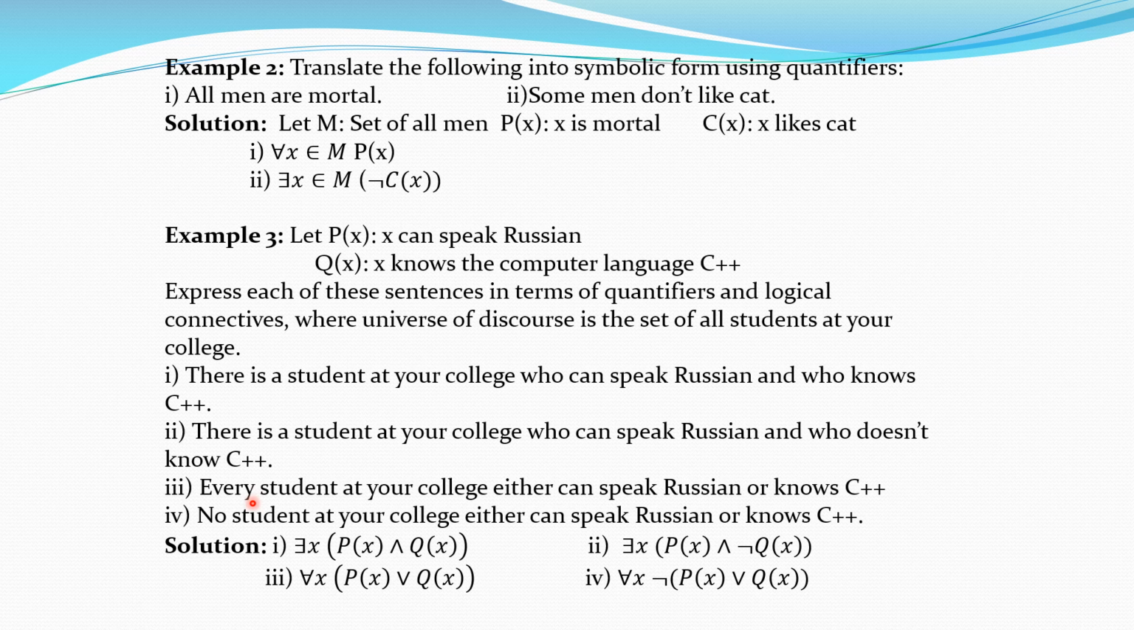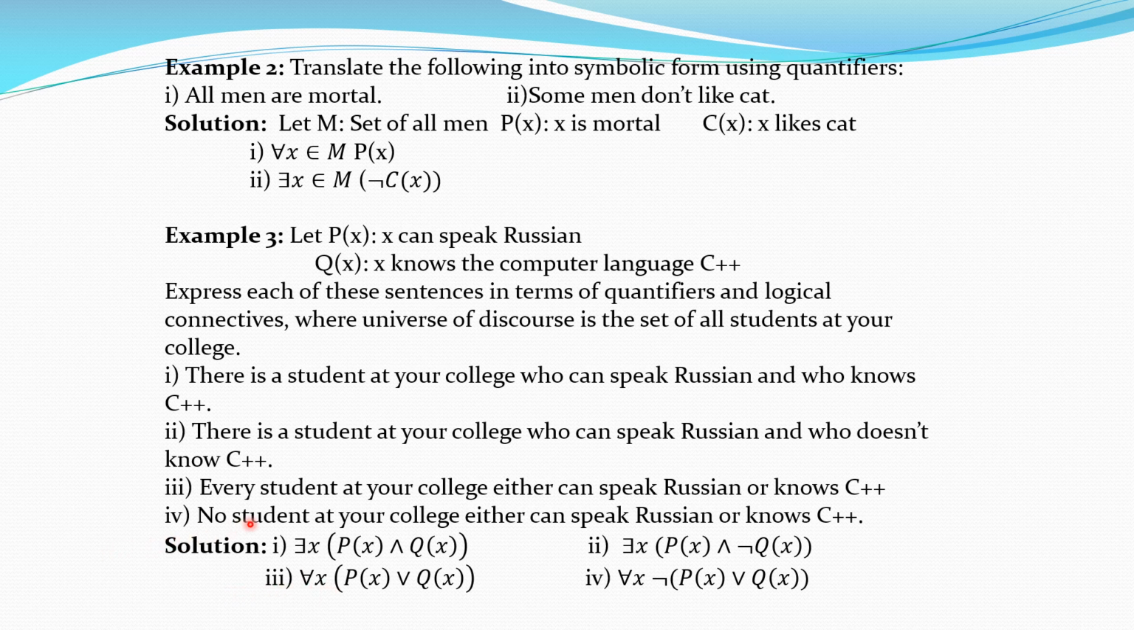Now third, every student at your college either can speak Russian or knows C++. Now, here it is given about every student in your college. So, every student means for all. So, we use the quantifier for all x. Now, what is given? Can speak Russian, Px, or knows C++. So, it is Px or Qx. So, this is for all x such that Px or Qx.